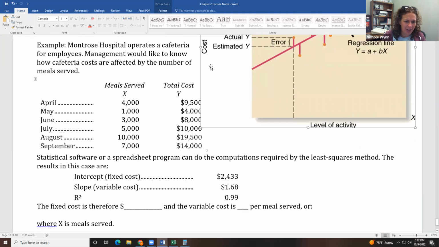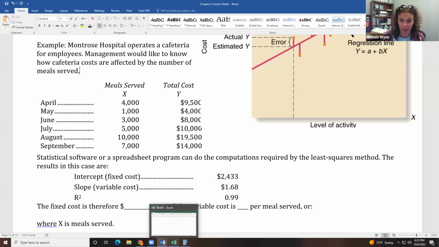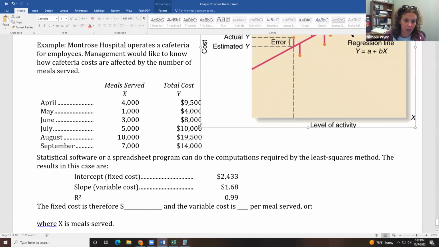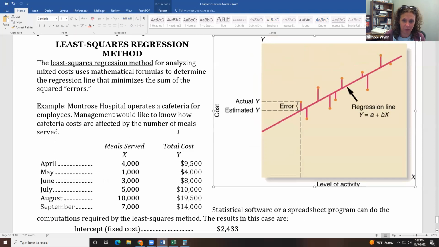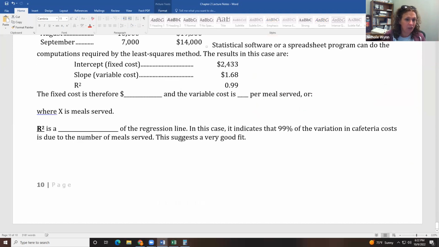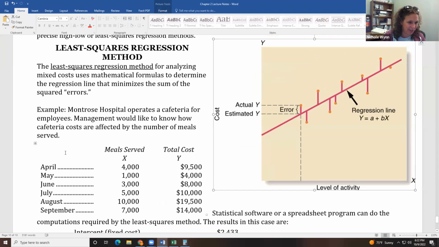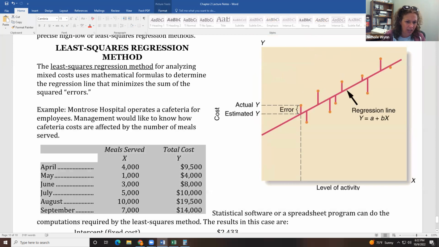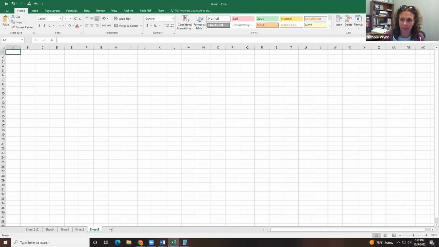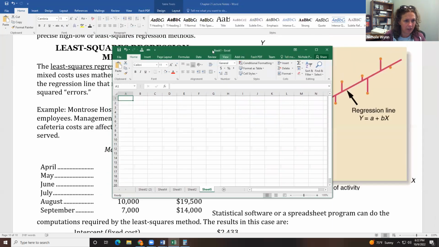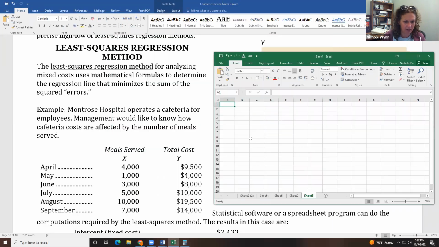So we're going to take the data that we've been using. And I want all of you to do this. I make my students do it in class because I want them to try this themselves. So we're going to take this data right here and put it into Excel. So open up Excel and type the data in.